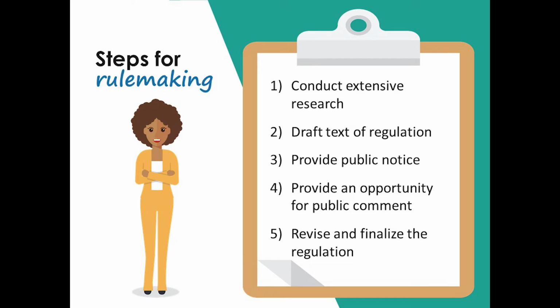Based on the guidance Wendy received about her state's Administrative Procedure Act, she knows that there are 5 basic steps in the rulemaking process. 1. Conduct extensive research. 2. Draft the text of the proposed regulation. 3. Provide notice to the public. 4. Provide an opportunity for public comment. 5. Revise and finalize the regulation.